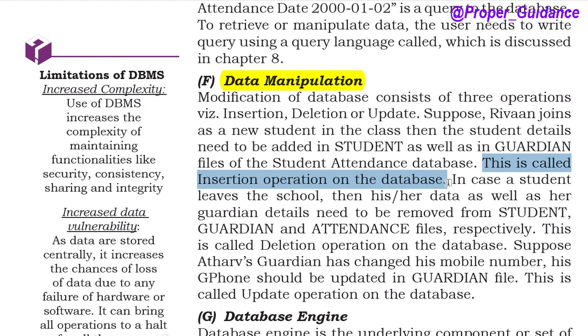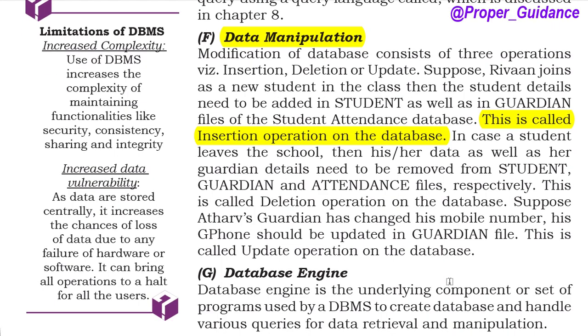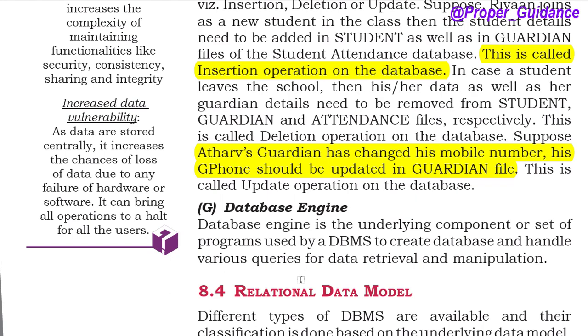In case a student leaves the school, then his or her data as well as the guardian details need to be removed from the student, guardian and attendance files respectively. This is called deletion operation of the database. Suppose a student's guardian has changed his mobile number, his GPhone should be updated in the guardian file. This is called update operation of the database.